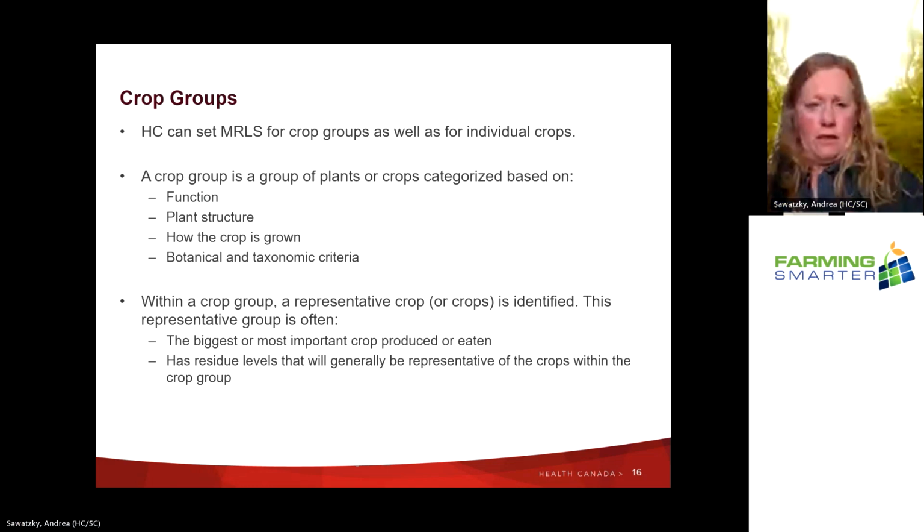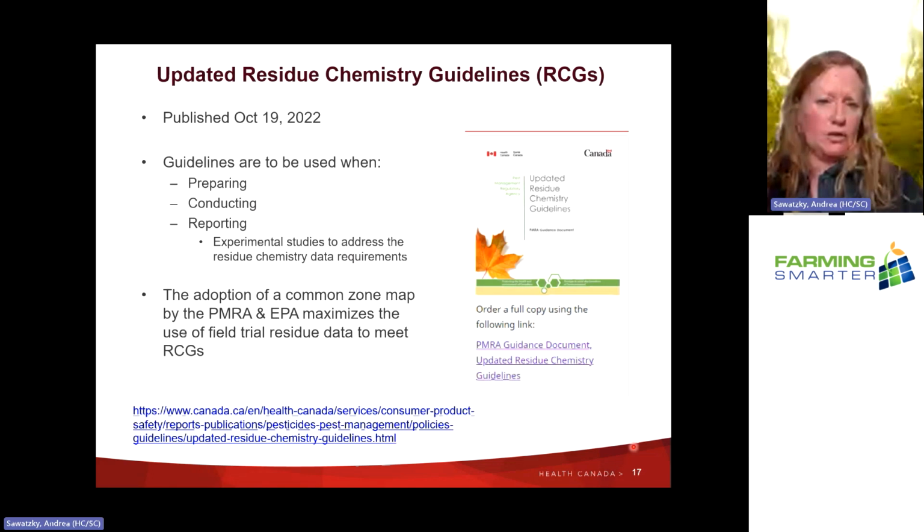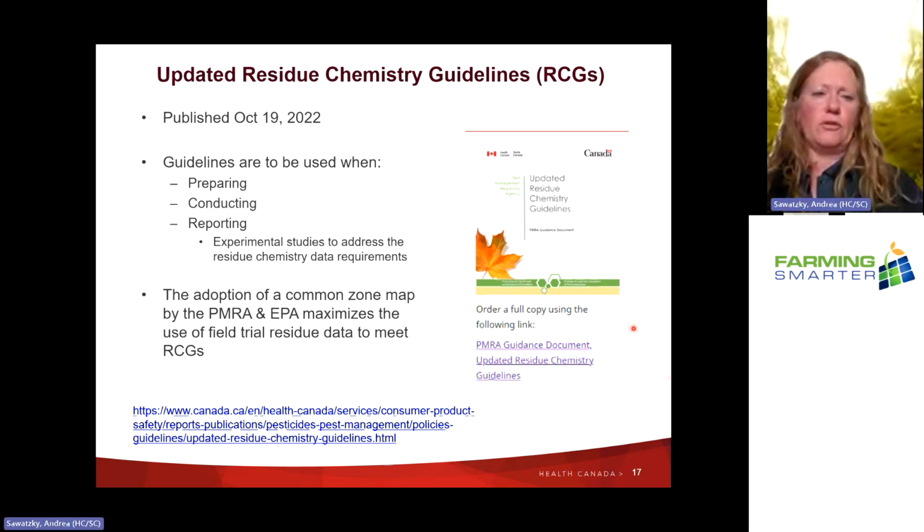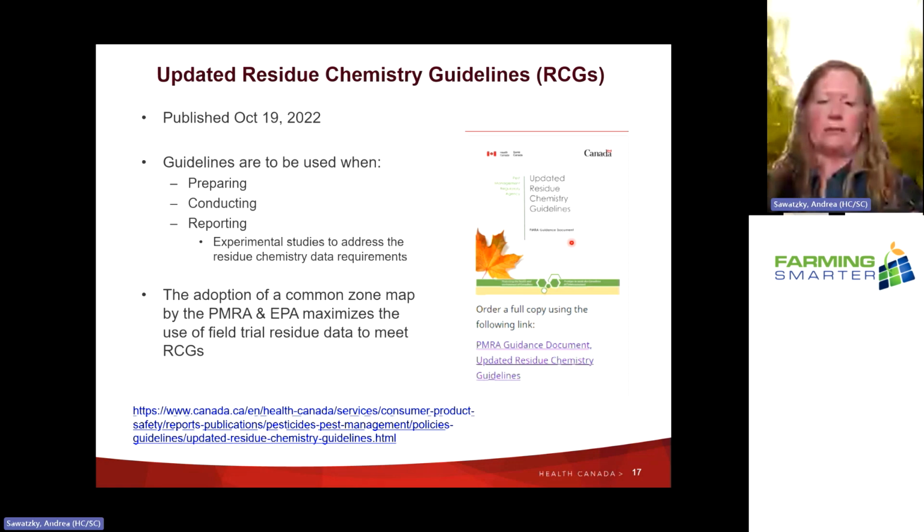When I mentioned this came from the updated residue chemistry guidelines, this is what the guideline looks like. It was published back in 2022, so it's not a very old document. As far as Health Canada standards go, this is a fairly new document. Before a registrant registers a product in Canada, they have to go to this guideline. They use this document when they're preparing, conducting, and reporting experimental studies to address residue chemistry data requirements, because those requirements are needed in order to set MRLs.